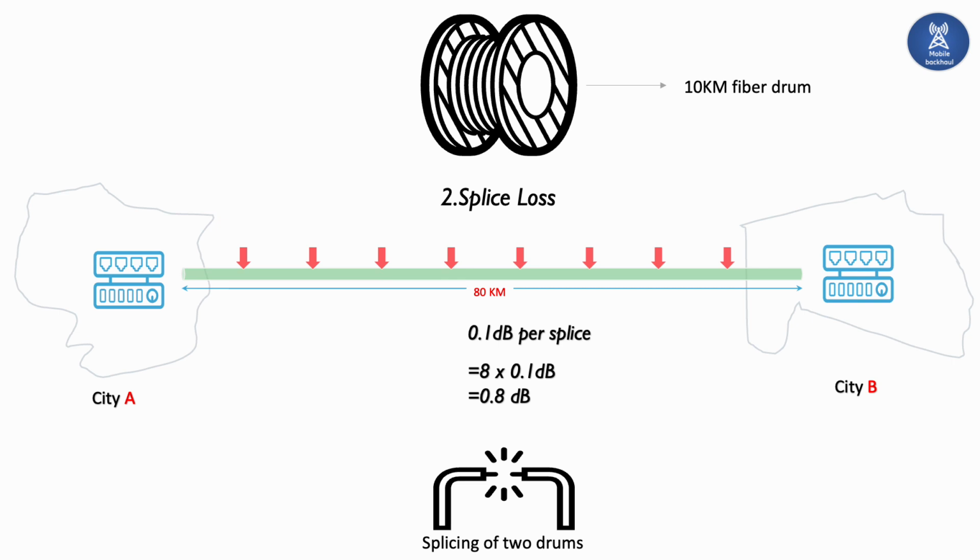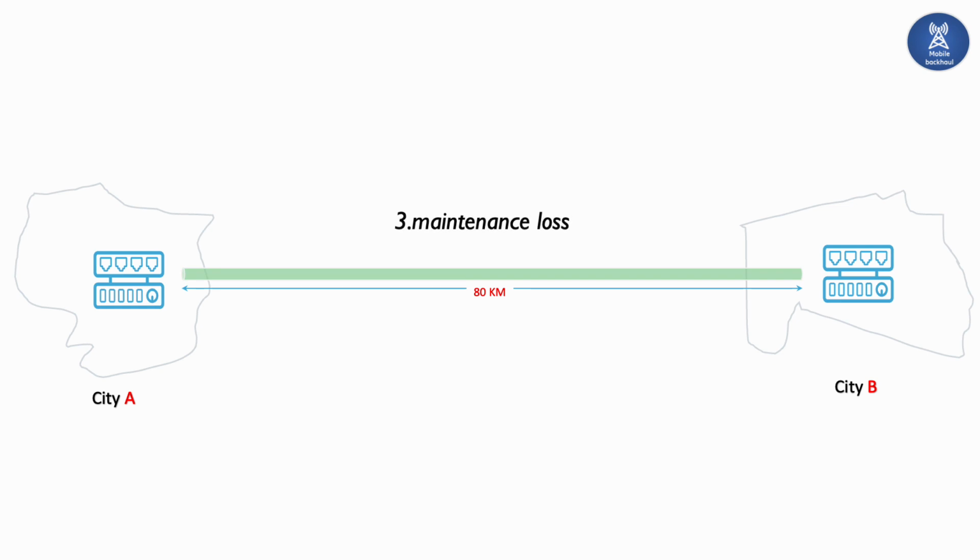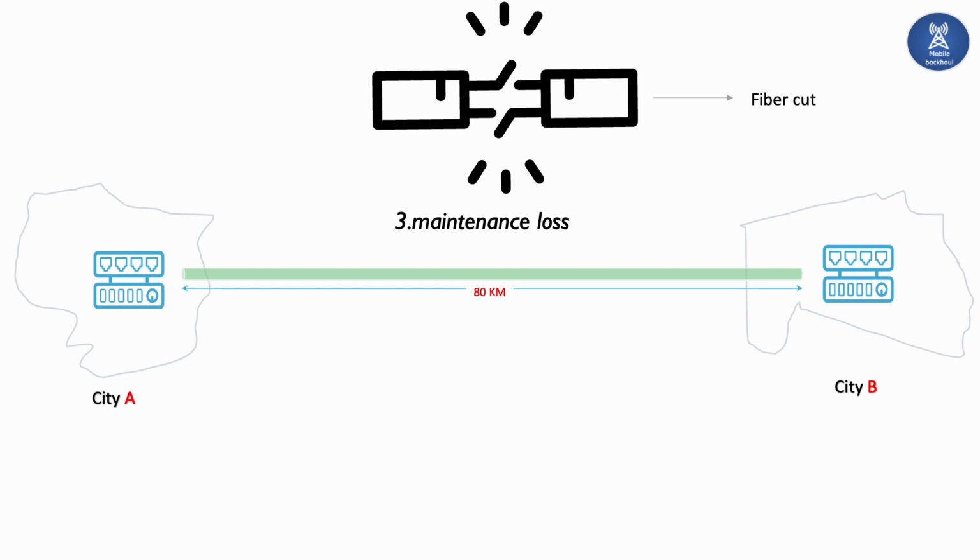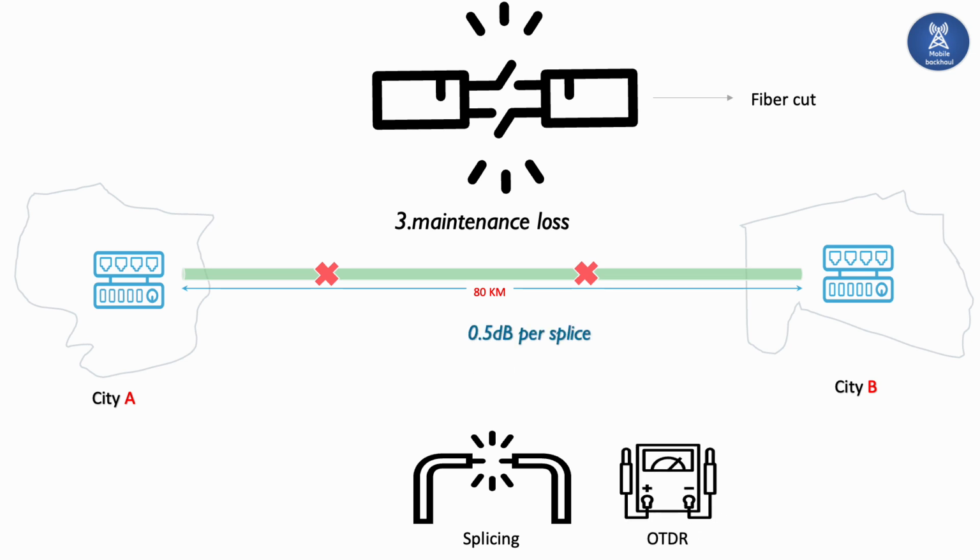Then the third parameter is maintenance loss. Of course, we may expect fiber cuts in the future between these two cities. In our example, we will consider two fiber cuts. In each fiber cut, we have to do the splicing. Again, there will be a splice loss. This time it will be a bit higher than the earlier one. For example, we consider 0.5 dB per splice.